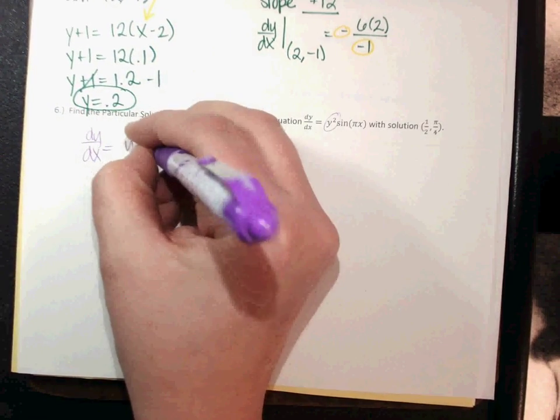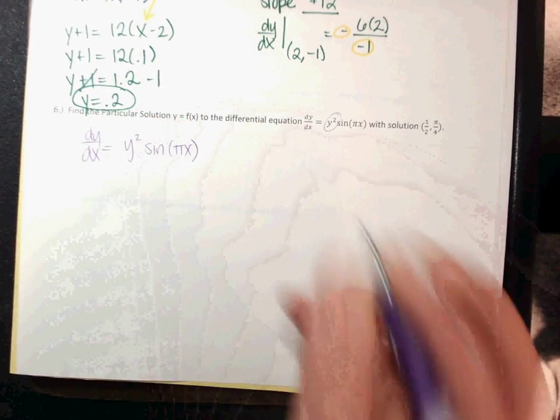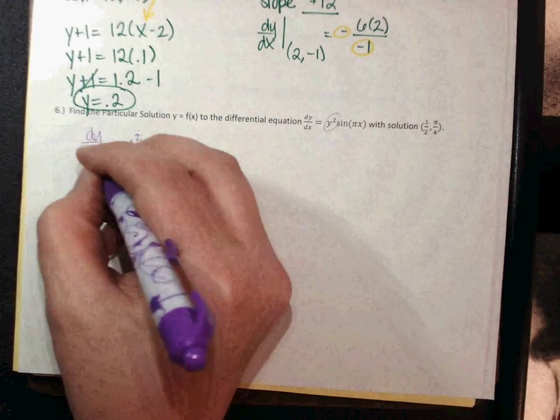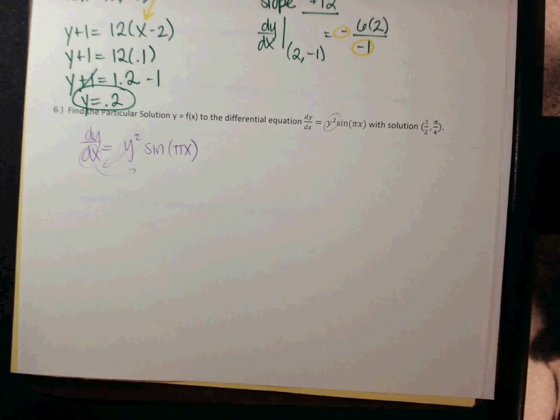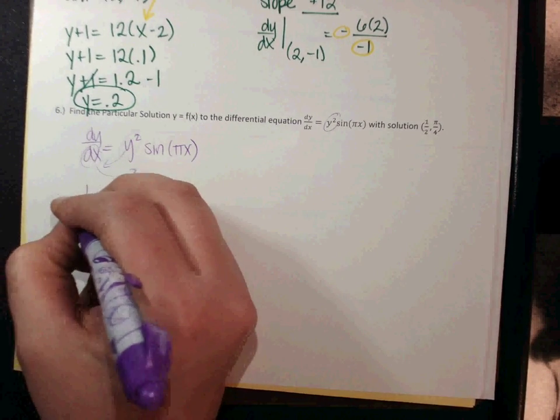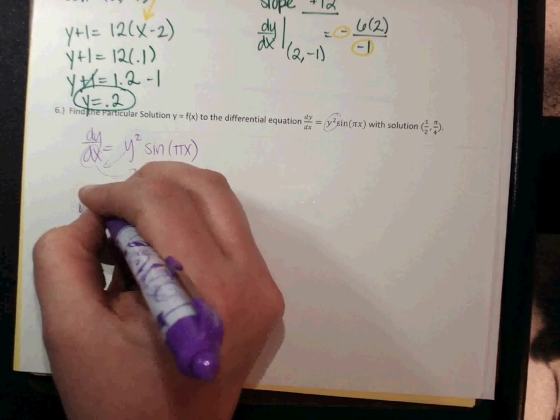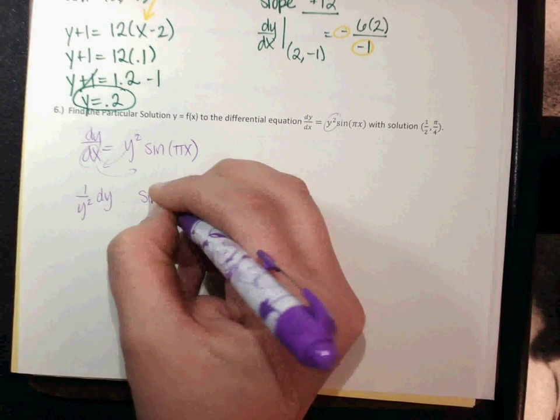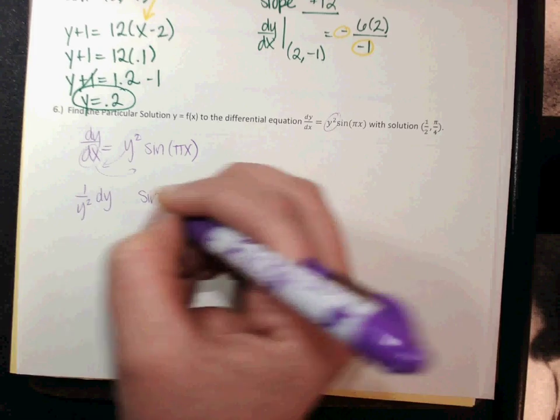So dy dx is y squared sine pi x. So our separation, we're going to need to move this down here. Remember, dx is going to move up. So I'll have 1 over y squared dy. I'll have sine pi x dx.